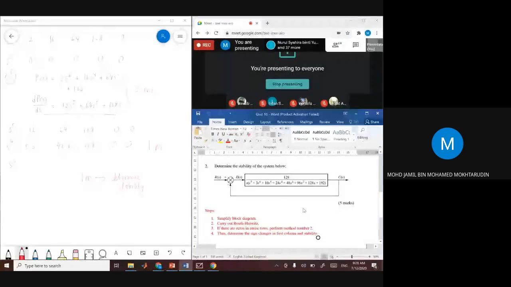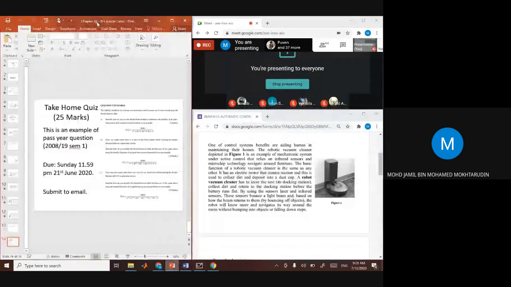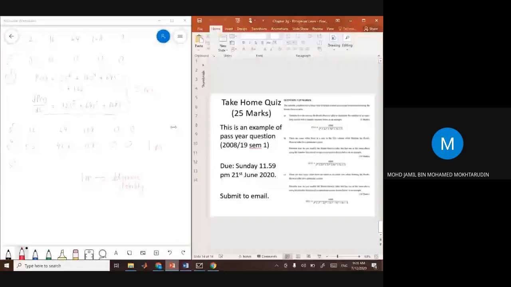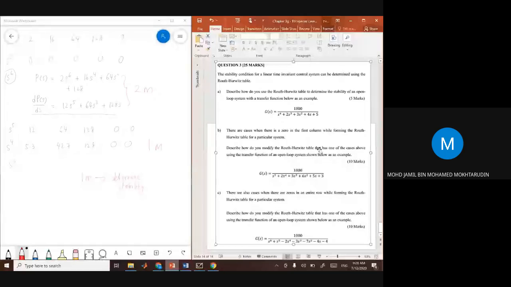So for the take home quiz, basically the question asks you to describe how to use the Hurwitz table. So when you try to describe, do not be so detailed, but just like making short notes, okay? Just like how you would discuss among yourselves.